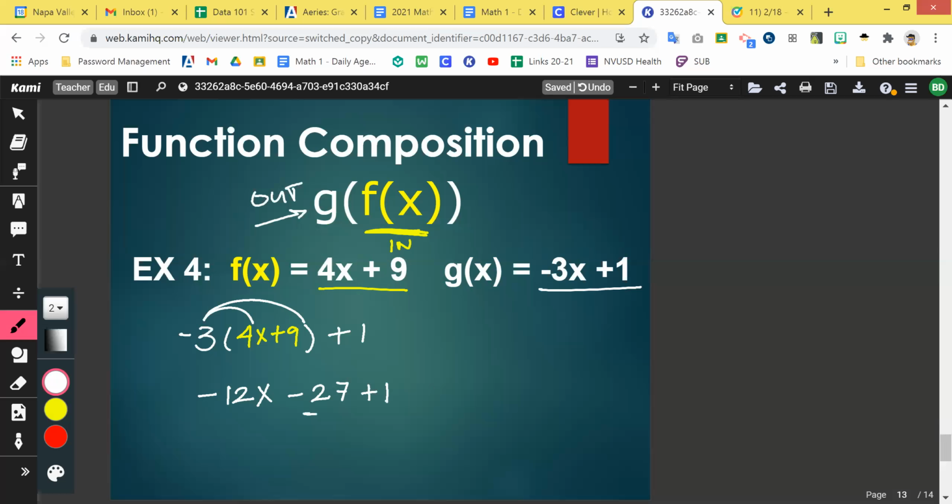Okay, again, these can be combined. So our final answer is negative 12x. Negative 27 and positive 1 gives us negative 26. And this is the final answer.